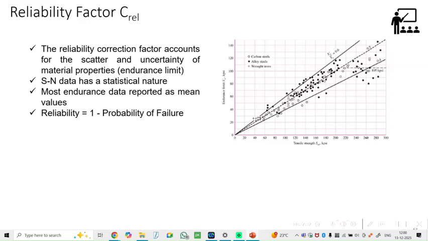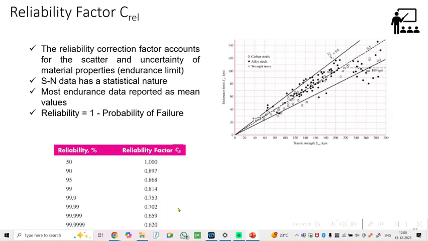But if you want more reliability, to have a higher confidence level, like 99.9, you have to bring down your endurance by 62%. That means your operating stress will have to come down. I will show the example.